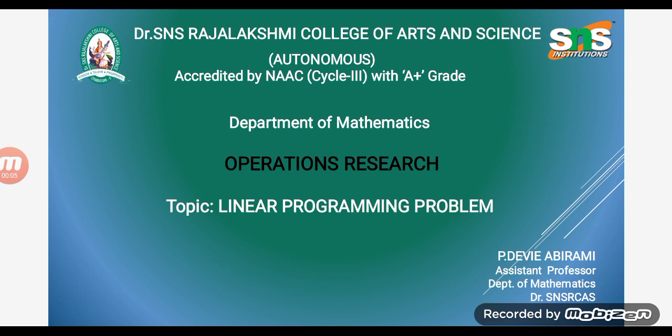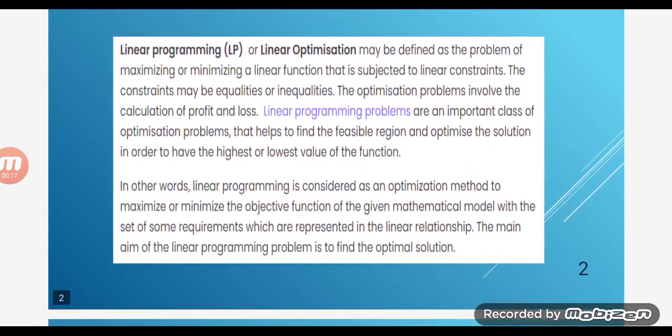Good morning. Today we are going to see a topic in operations research, linear programming problem. Linear programming problem, otherwise known as linear optimization, may be defined as the problem of maximizing or minimizing a linear function that is subjected to linear constraints. The constraints may be equalities or inequalities. The optimization problem involves the calculation of profit and loss. The main objective is to maximize the profit and minimize the loss.